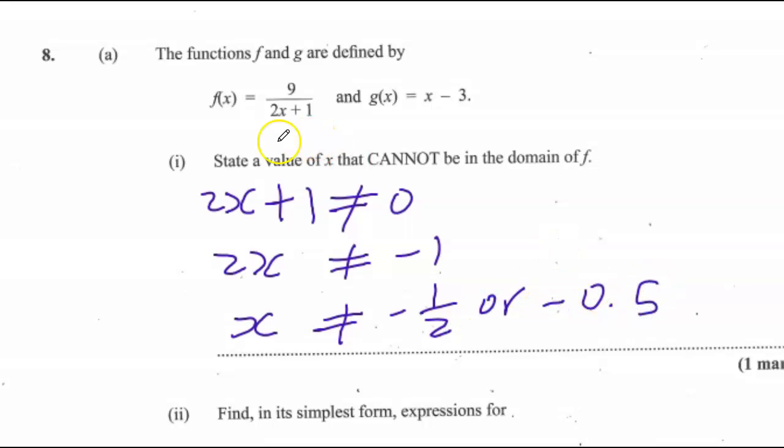Makes perfect sense, because if you replace x with minus 0.5 or minus half, 2 times minus half will give you negative 1. Negative 1 plus 1 is 0. You'll end up with 9 divided by 0, which is undefined. Alright, so x can be any value except minus a half.